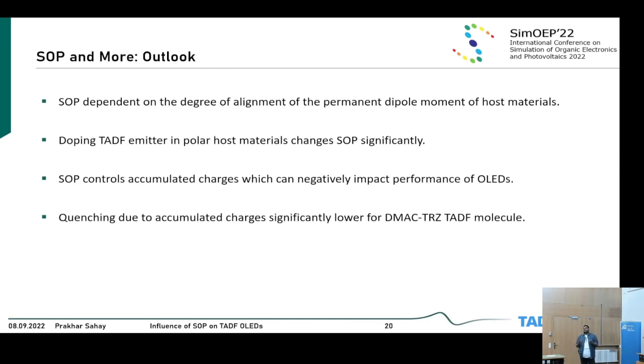So what can we do further with these? We saw that SOP is dependent on the degree of alignment and the PDM of the host materials. And doping TADF emitter in polar host materials can change SOP significantly. SOP also controls the accumulated charges, which can negatively impact the performance of OLEDs, as you just saw with the difference between the 20% and the 50% doped DMAC-TRZ devices. And quenching due to accumulated charges is significantly lower for DMAC-TRZ molecule.